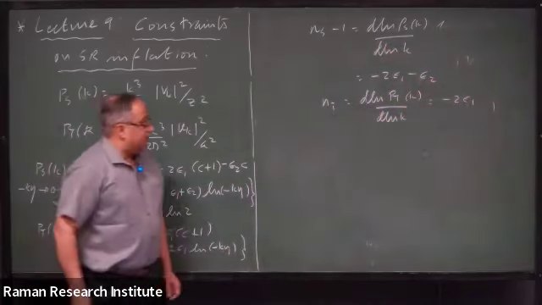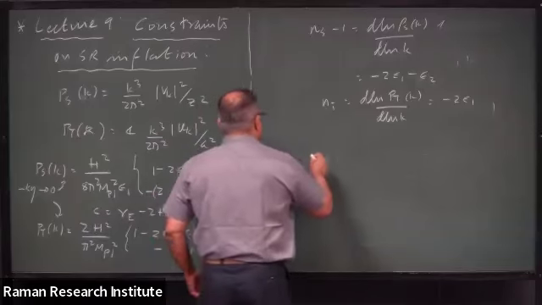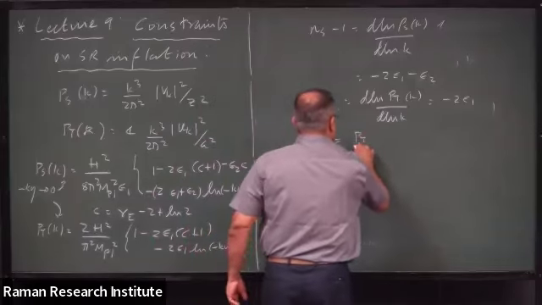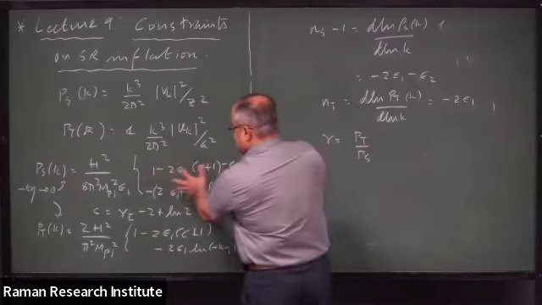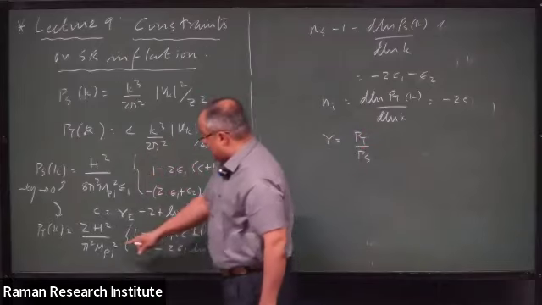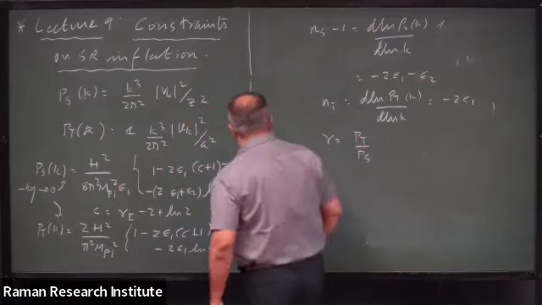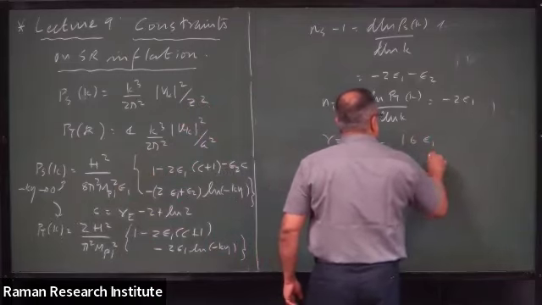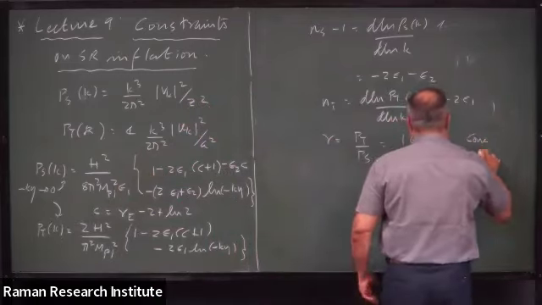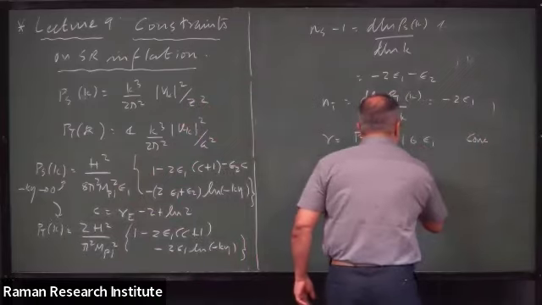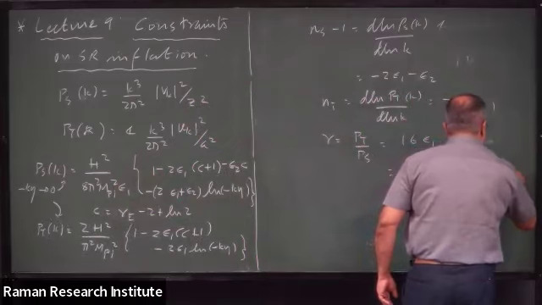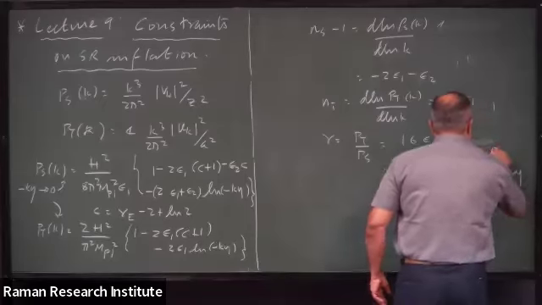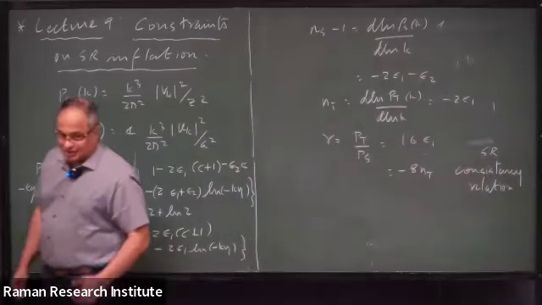And the point to note is the following. You have r, which is something like PT by PS. If you ignore all these constants and take a ratio of this, you can convince yourself this is 16 epsilon 1. So this is written as minus 8 nT, and this is often referred to as the slow roll consistency relation that relates tensors and nT.